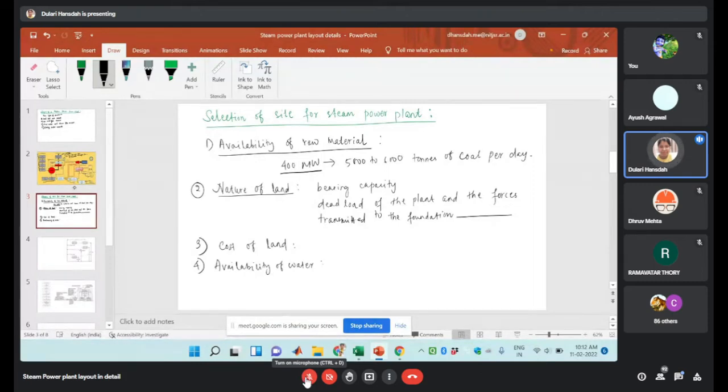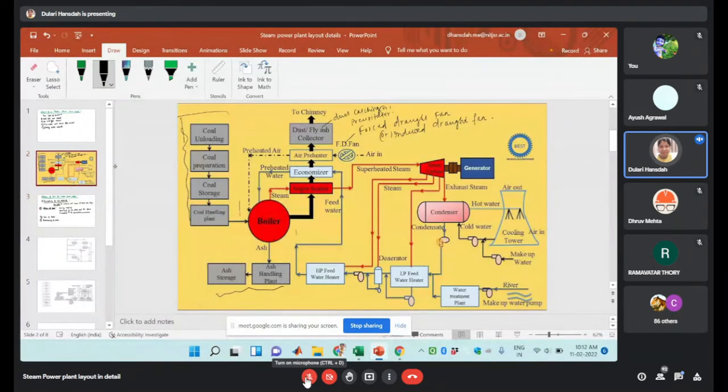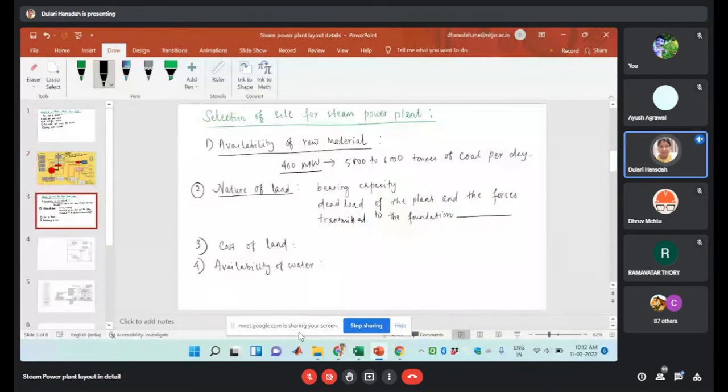In case of the ash handling plant, there also we require a large quantity of water for disposing of the ash. Hydraulic systems are used in this case, so there also it will be required. For that reason we have to locate the power plant near a water source. Okay, so this is the fourth point.